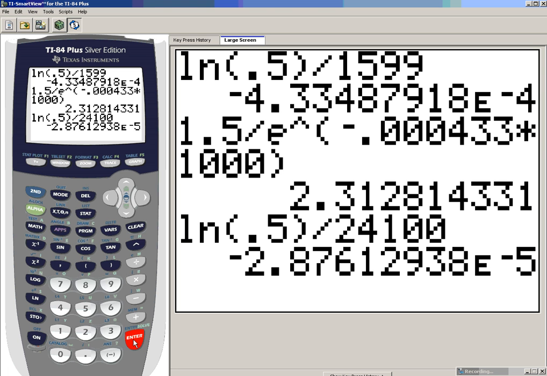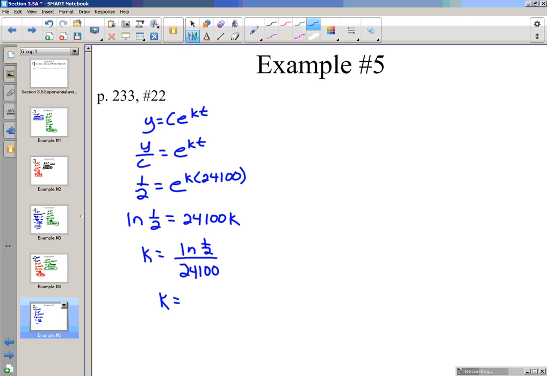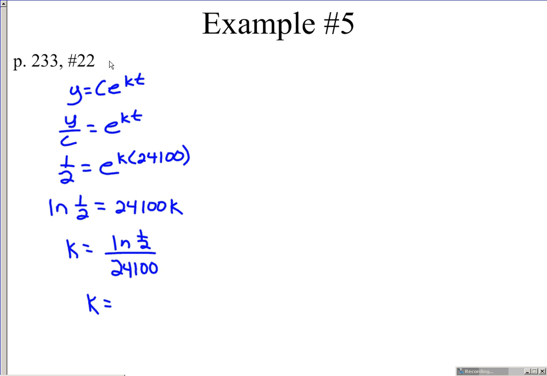10 to the negative fifth now, so I need to add 4 zeros out front. Negative 0.0000288. There's our constant of variation. Again, it is negative because the amount of this element is decreasing over time.